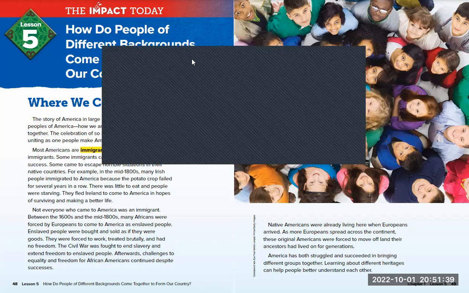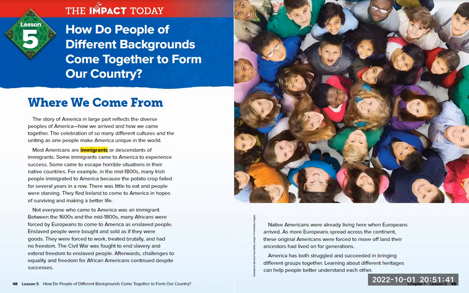Not everyone who came to America was an immigrant. Between the 1600s and the mid-1800s, many Africans were forced by Europeans to come to America as enslaved people. Enslaved people were bought and sold as if they were goods. They were forced to work, treated brutally, and had no freedom. The Civil War was fought to end slavery and extend freedom to enslaved people. Afterwards, challenges to equality and freedom for African Americans continued despite successes.